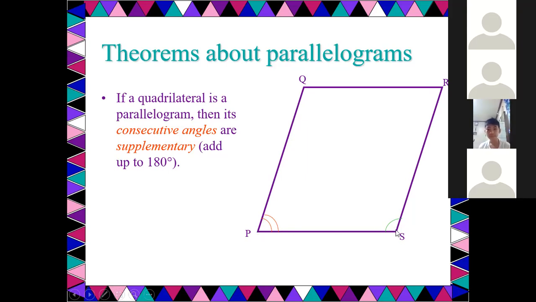VJ, sino ang katabing angles ni angle S? Can I hear it from VJ? What are the consecutive angles to angle S? VJ?